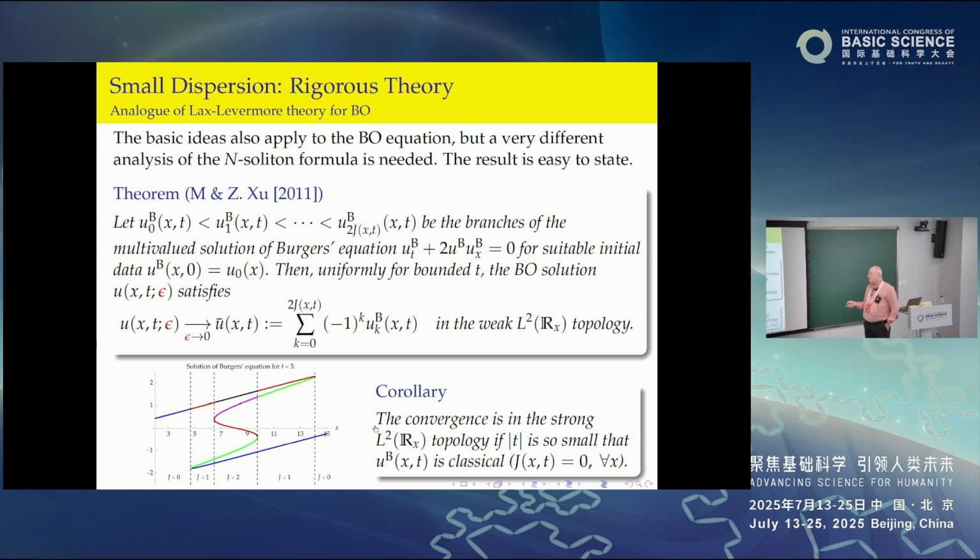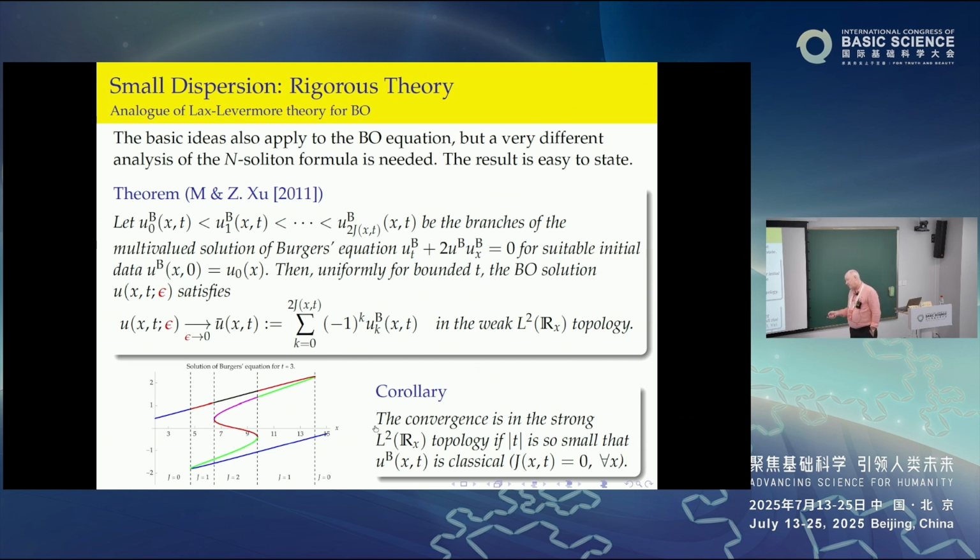And then uniformly for bounded t, the Benjamin-Ono solution with the dispersion in it satisfies this convergence in the weak topology, the weak L2 topology with respect to the x coordinate, to some function called u bar of x,t. And what u bar is, is just the alternating sum of those branches of the Burgers equation. You just add them up from the bottom to the top with opposite signs, like that, okay? That's how you get the weak limit for the Benjamin-Ono equation.